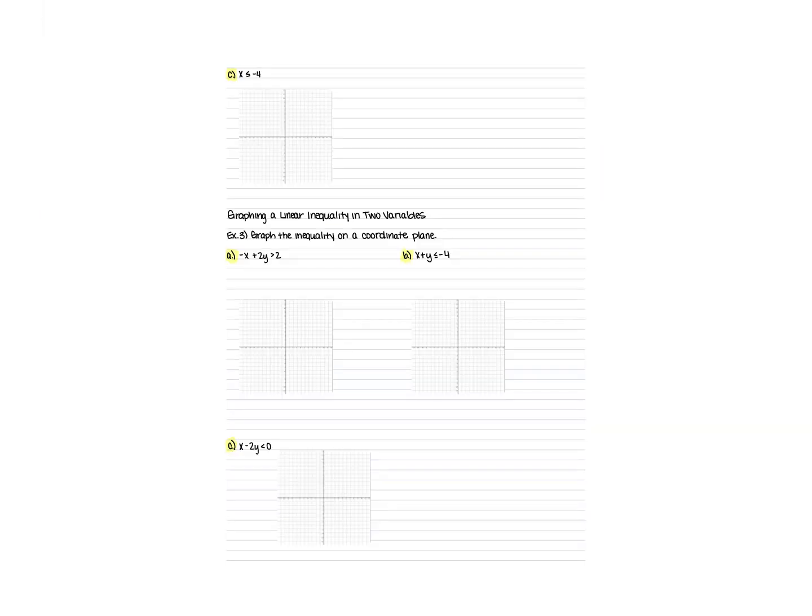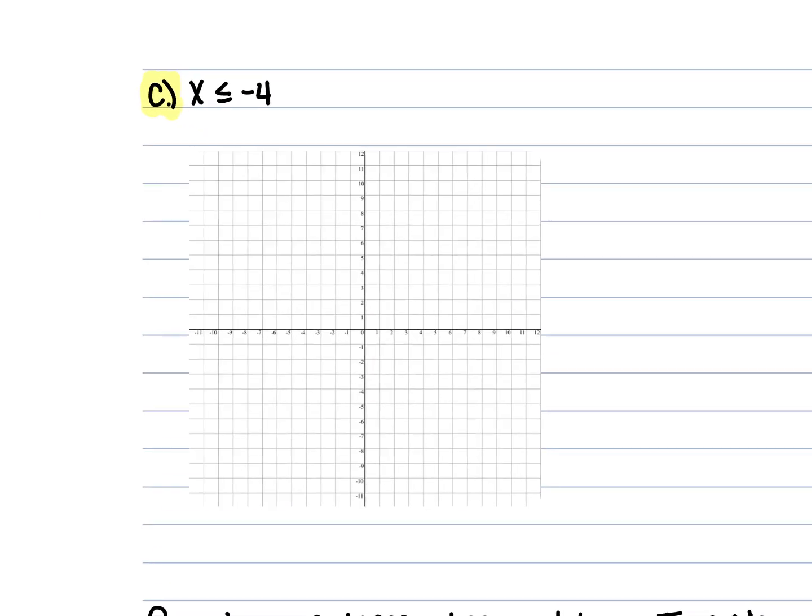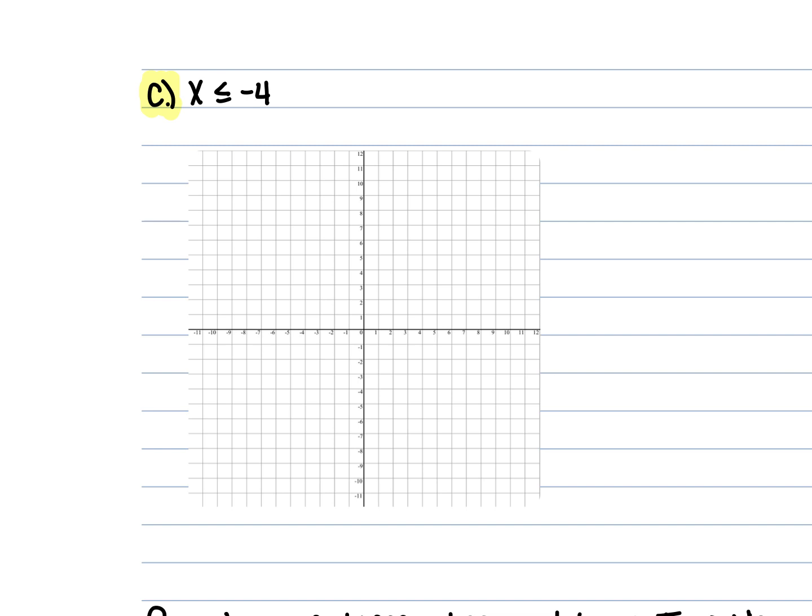Okay. Letter C. x is less than or equal to -4. What was step number 1 again, guys? Equal sign. So it's going to be x equals -4. How do I graph x equals -4? Sophia R. You go to -4 on the x-axis and you put it on. Okay.